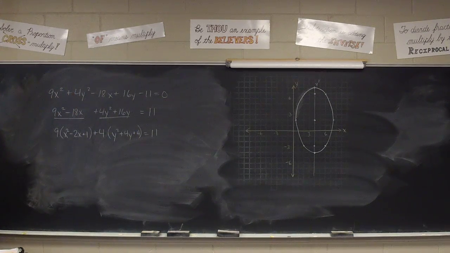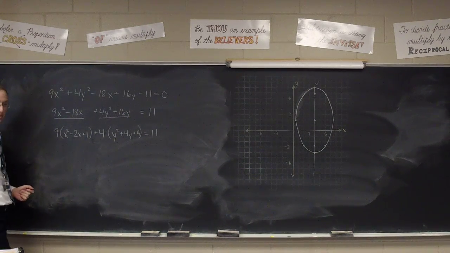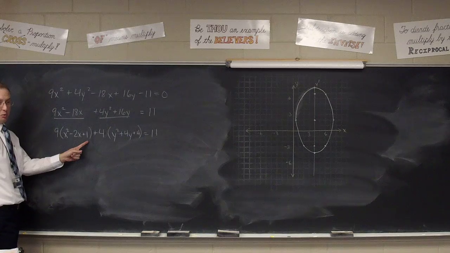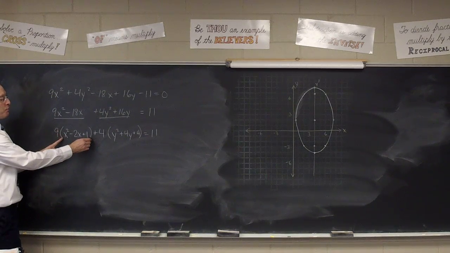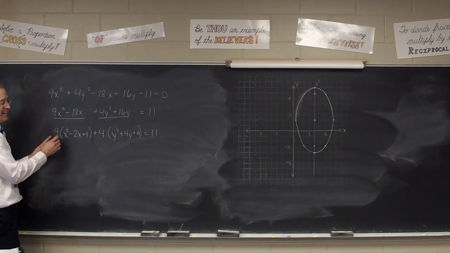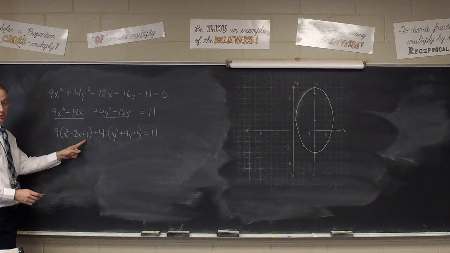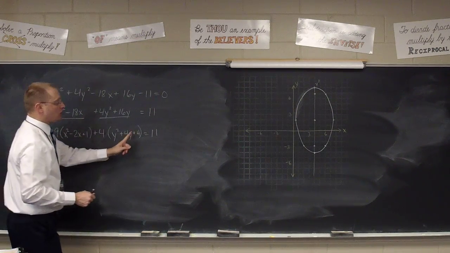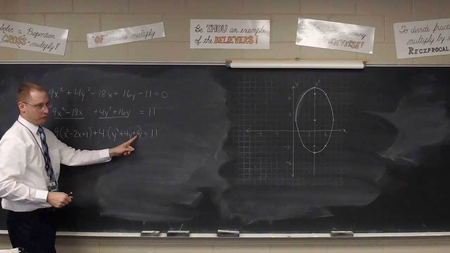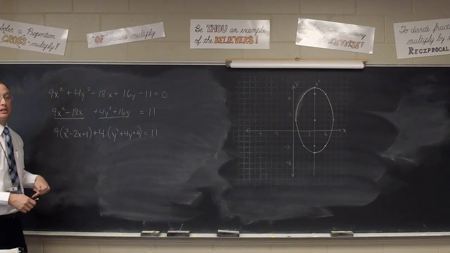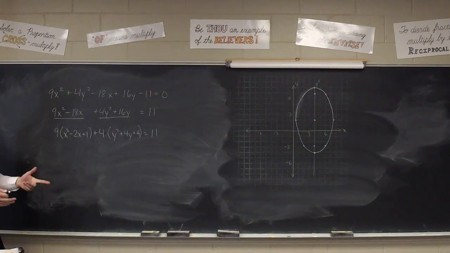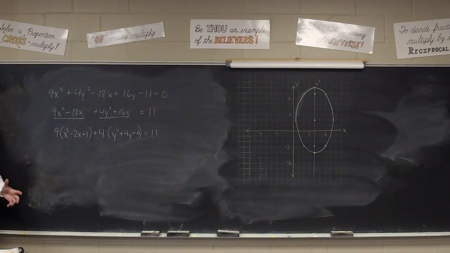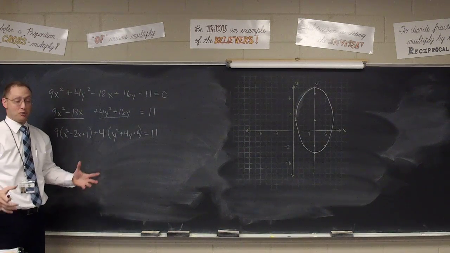Now here's the deal. They look like a 1 and a 4, but they're not. They lie to you. It's like a politician. Looks like a 1. But because it's grouped in parentheses with a 9 preceding, it's not worth 1. It's worth 9. This looks like a 4, but it's not worth 4. It's worth 16. It lies to you.